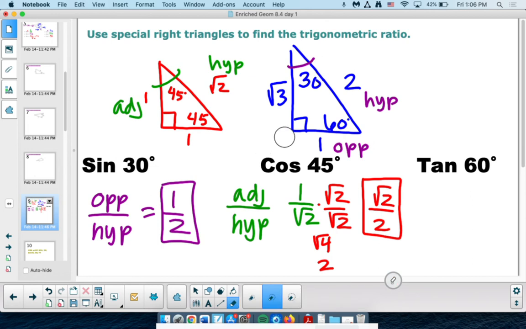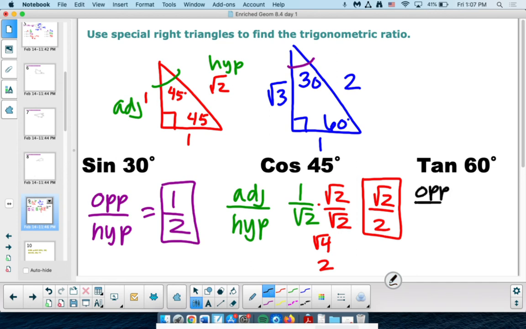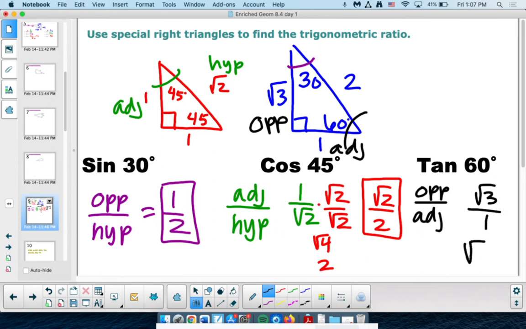And then our last one here is tangent of 60. So let's see here. Let's use black. Okay, so tangent we know is opposite over adjacent. Mark 60. Our opposite would be root 3. Our adjacent is 1. So we're going to have root 3 over 1. You can leave it like this, or if you want to be more simple, root 3.